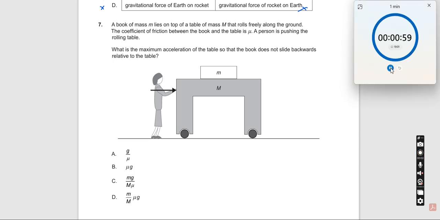Okay, let us start with the seventh question. Start the timer. A book of mass m lies on one more platform of mass capital M. And then there's a person who is pushing this with a force F. As a result of it, both the masses are moving together.